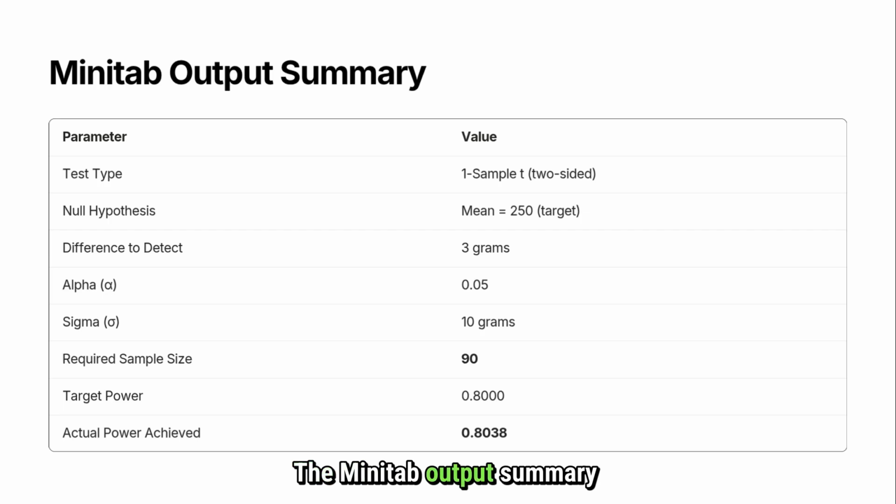The Minitab output summary shows a one-sample t-test with a two-sided approach. The null hypothesis is that the mean equals 250 grams. We aim to detect a 3-gram difference with an alpha of 0.05 and sigma of 10 grams. A sample size of 90 achieves a power of 0.8038, slightly above the 0.80 target.